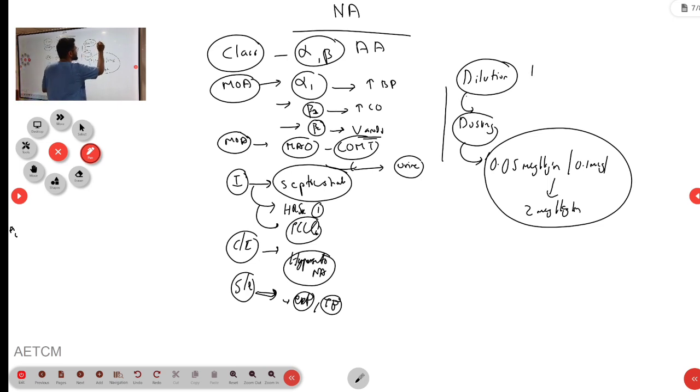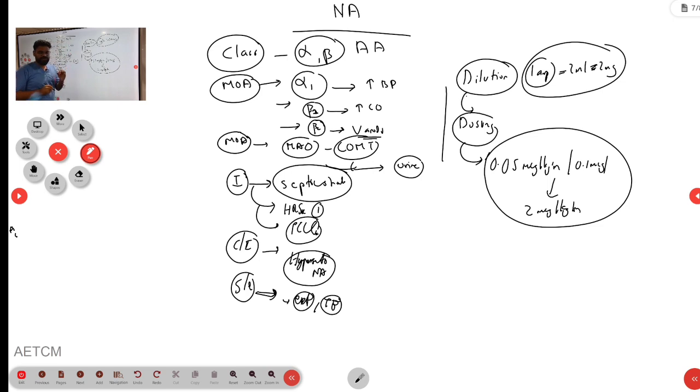Come to the dilutions. 1 ampule of noradrenaline contains 2 ml, which is equal to 2 mg. So we will take 2 ampules of noradrenaline, which is equal to 4 ml, and we will mix it in 46 ml of NS, that amounts to 50 ml, and 0.1 microgram of noradrenaline comes to 4 ml per hour.